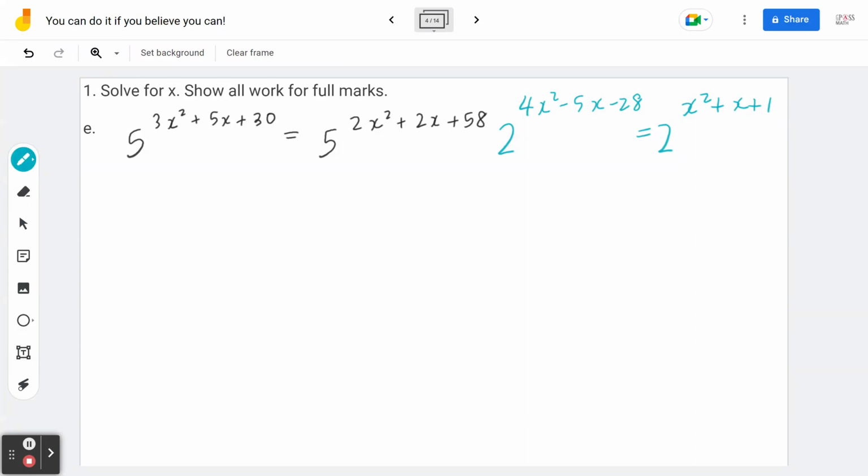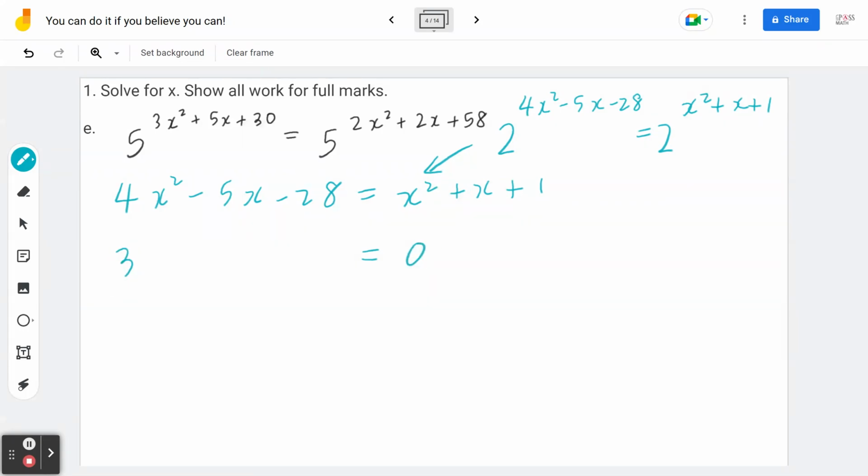Welcome back. So the first step again is you can equate the exponents because you have the same base. So 4x squared minus 5x minus 28 equals x squared plus x plus 1. Step 2, again, x squared means you're expecting two different answers, or two answers in general. You're going to bring everything to the left, equate this to 0.